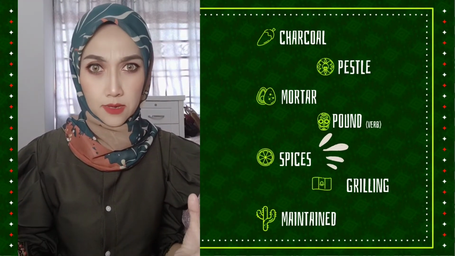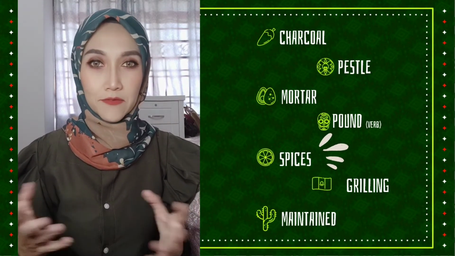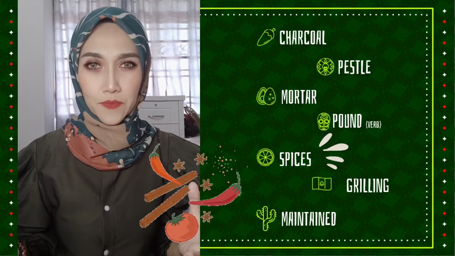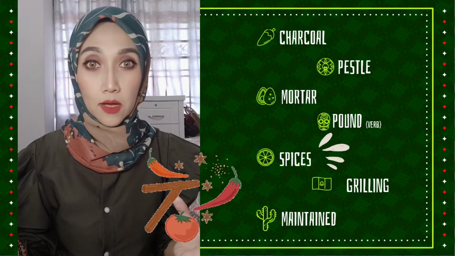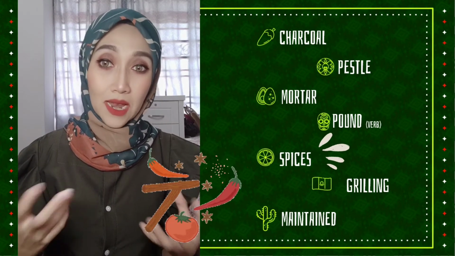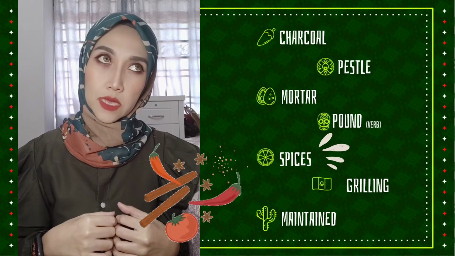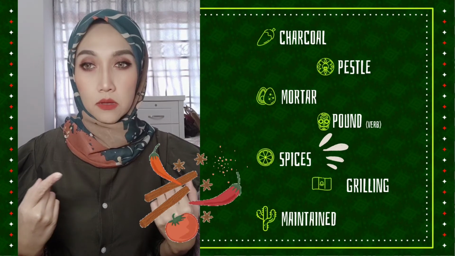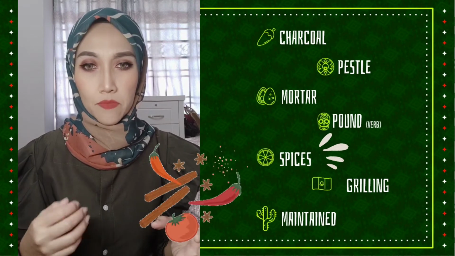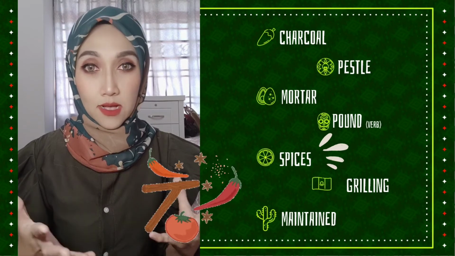Spices. What is spices? When your mom wants to cook curries, definitely she will use spices. Spices in bahasa is rempah. To define it, a substance made from a plant used to give a special flavor to your food. Examples of spices are cinnamon, ginger, cloves. In bahasa Melayu, bunga cengkeh, kayu manis, bunga lawang. Those are the spices.